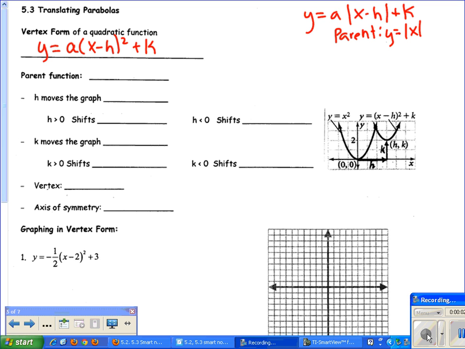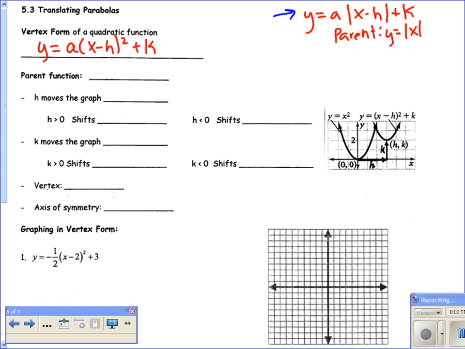Section 5.3, translating parabolas. Now, if you remember early in the year when we were graphing absolute value equations, we had this equation right here, y equals a times the absolute value of x minus h plus k. And remember our vertex was h comma k. And the parent graph, which is the smallest graph of this function, which goes through the origin, was y equals the absolute value of x.